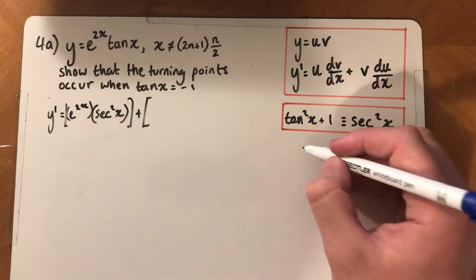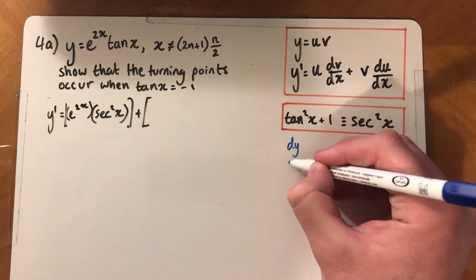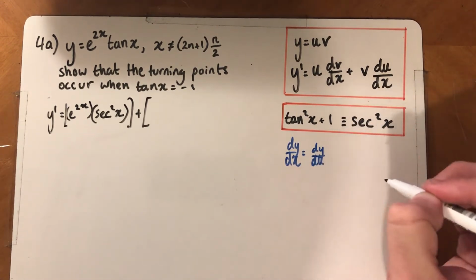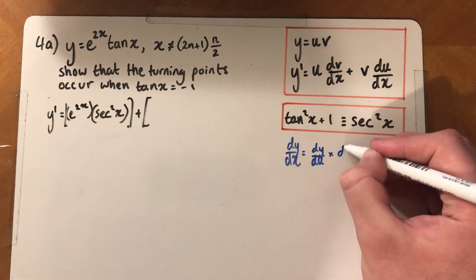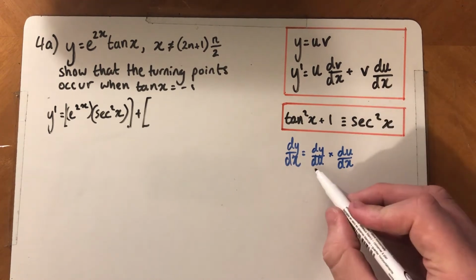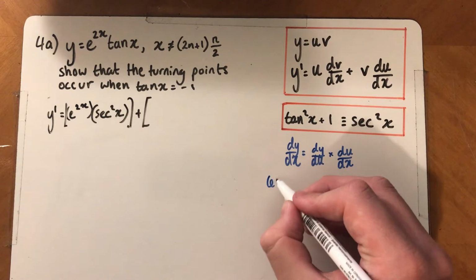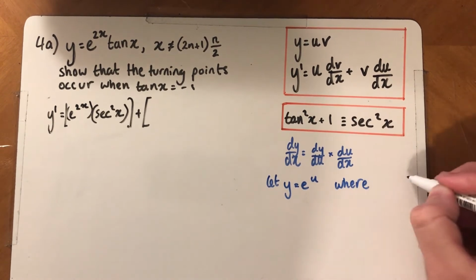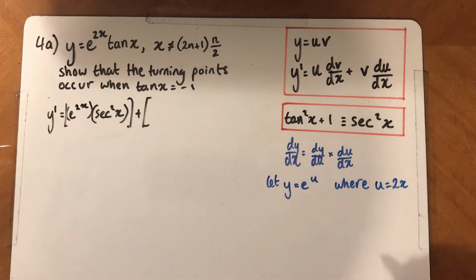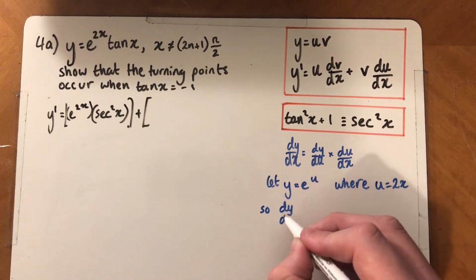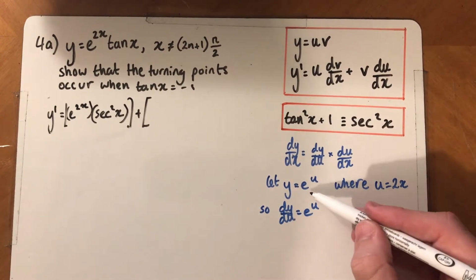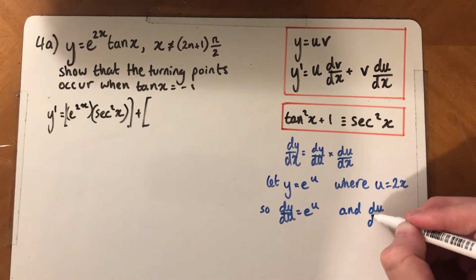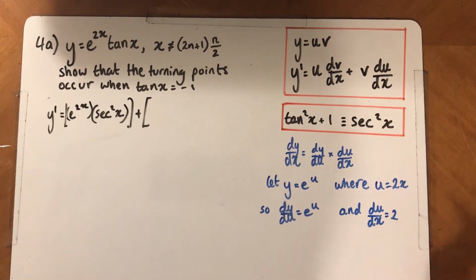So off to the side here, in order to find dy by dx of this function, we're going to find dy by du. We're going to make a substitution u and find dy by du, and multiply this by du by dx, and it's as if the du's will cancel out. So we're going to let y equal e to the power of u, where u equals 2x. So dy by du is equal to e to the power of u, because we know that e differentiates to e, and du by dx, you should know, differentiates simply to 2.